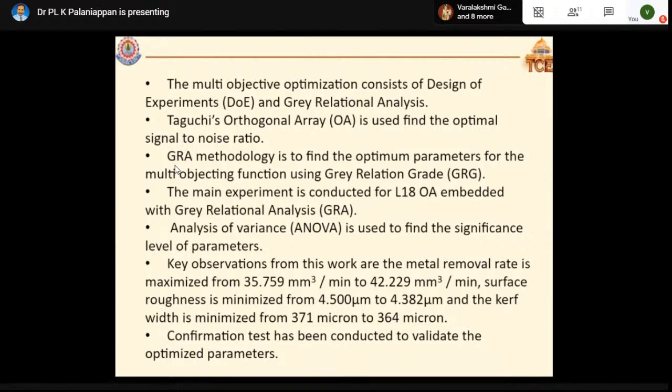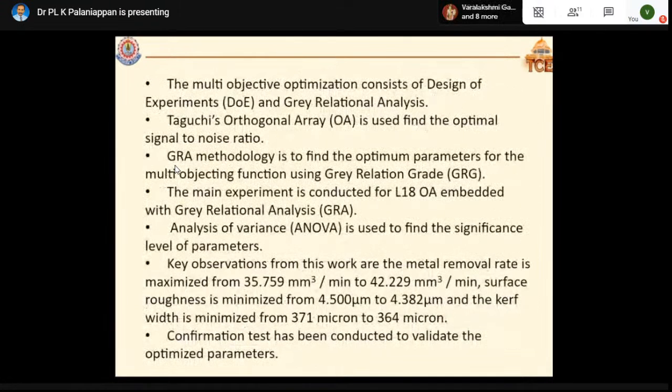After ANOVA, for all the three performance characteristics, we have found the key observations: the metal removal rate is maximized from 35.759 cubic millimeter per minute to 42.229 cubic millimeter per minute. The surface roughness is minimized from 4.5 micron to 4.38 micron, and the kerf width is minimized from 371 micron to 364 micron. A confirmation test is also conducted to validate the optimized parameters.